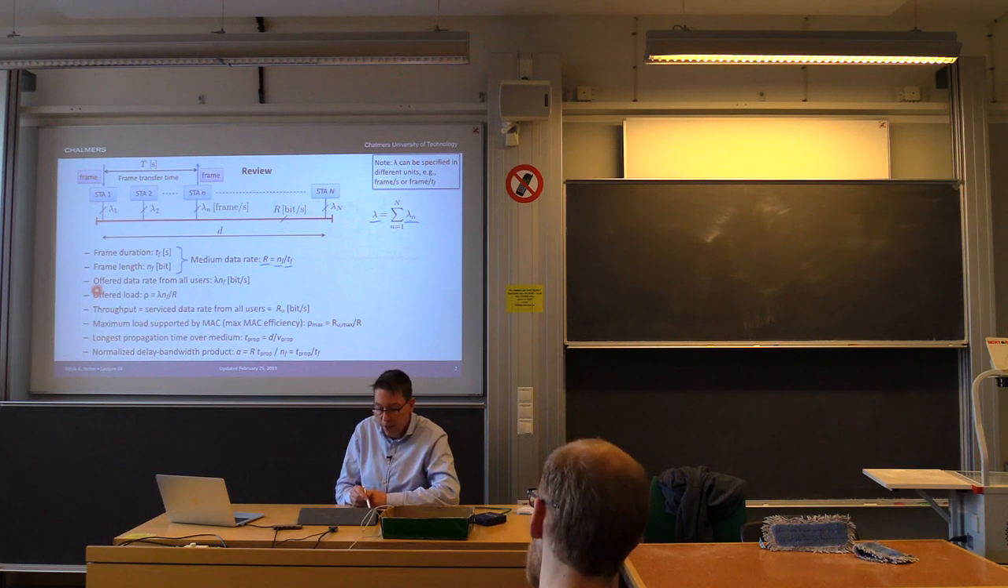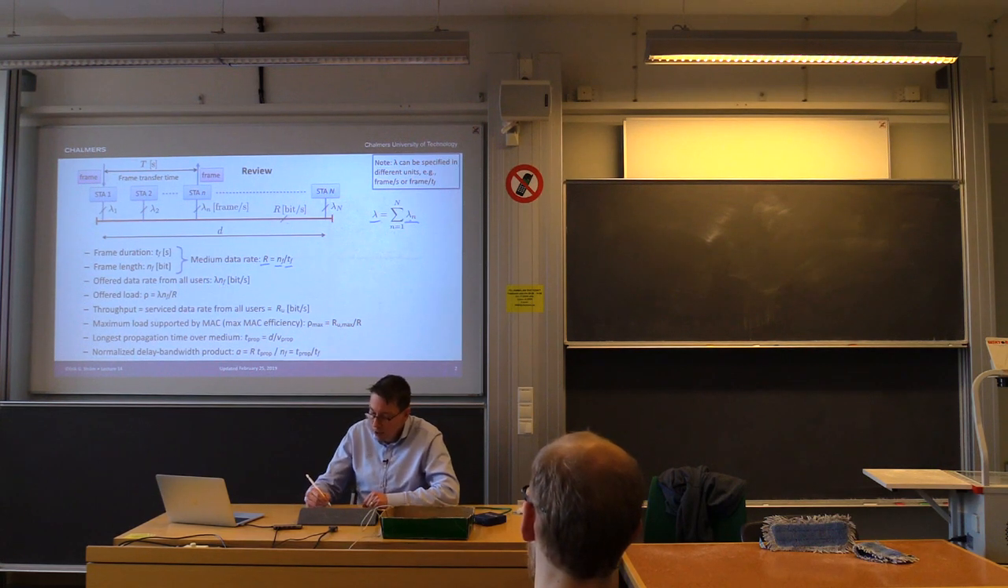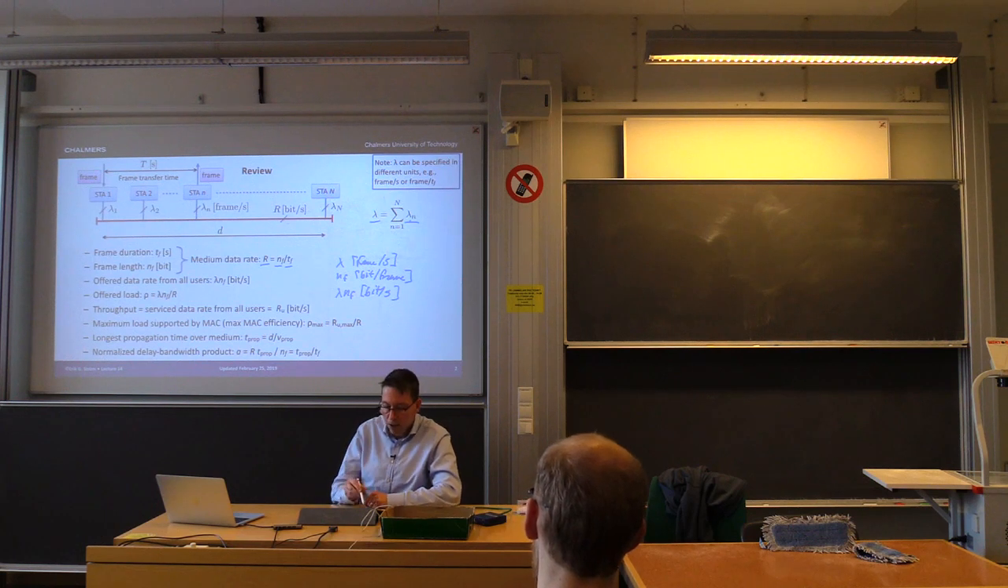Now, how much traffic is asked from the medium? Well, that's sometimes also called the offered data rate. And the offered data rate from all users is lambda times nf. And why is that? Well, if lambda is frames per second, say, and nf is bits per frame, then simple dimensional analysis gives that lambda times nf is in bits per second, right? And that is the total traffic that all these stations would like the medium to handle.